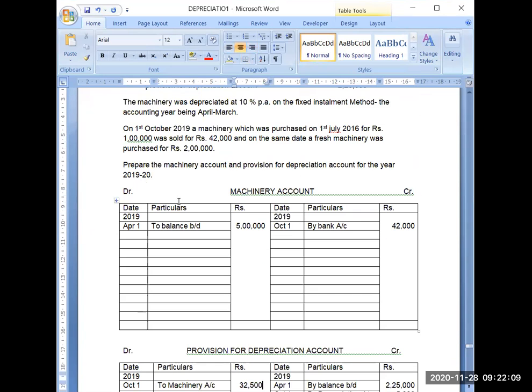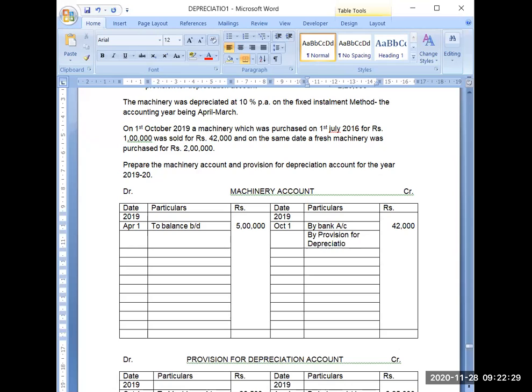Many students have not replied for this question, that whether they are getting this question or not. Whenever I ask, you should reply by provision for depreciation account.